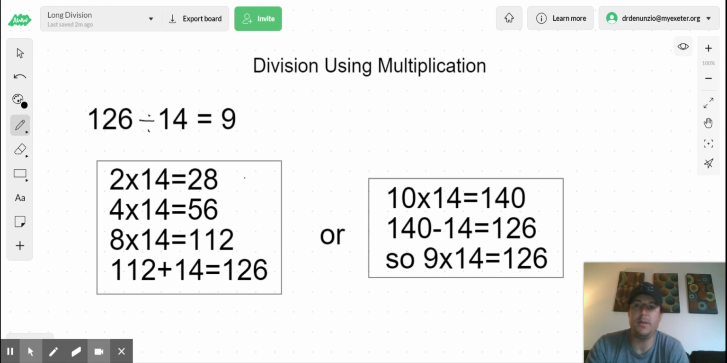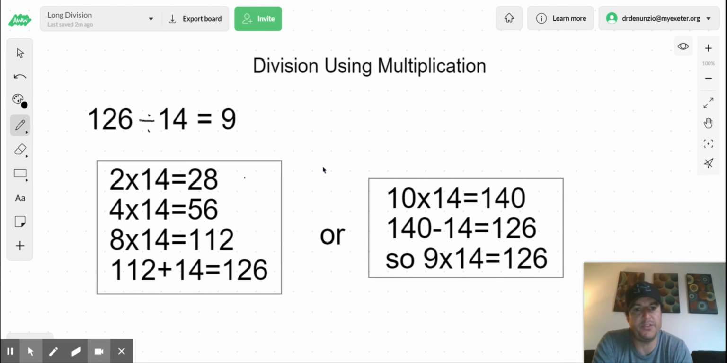One way to do it is repeated multiplication. As you can see here on the screen, 2 times 14 is 28. Therefore, if you just double that, 4 times 14 is 56. Double that, 8 times 14 is 112. And then you're getting really close to that 126 number. So we can just add one more group of 14. 112 plus 14 is 126. That's one way to do it.